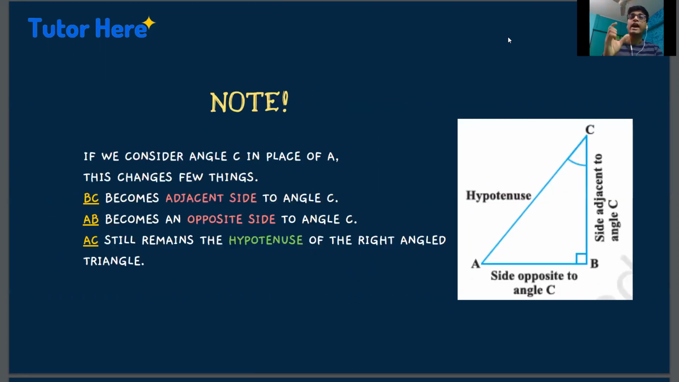Now, if we consider angle C instead of angle A, this changes a few things. BC, which was previously opposite side to the selected angle, now becomes adjacent side to angle C. AB, which was previously adjacent side to the selected angle, now becomes opposite side to angle C. AC still remains the hypotenuse of the right angle triangle. These changes are important once you study trigonometry ratios.